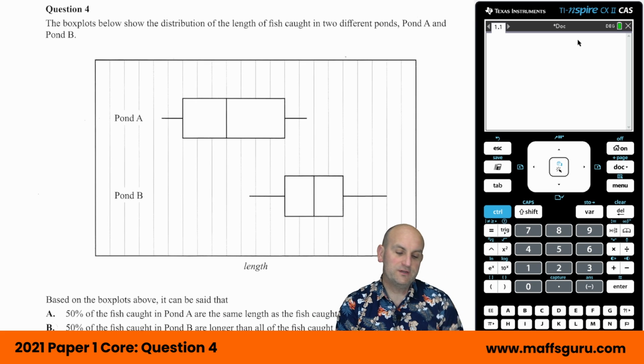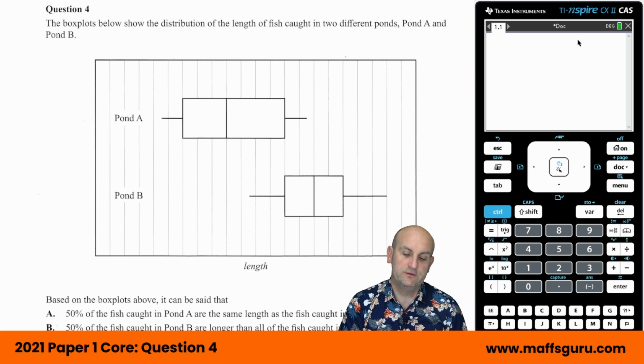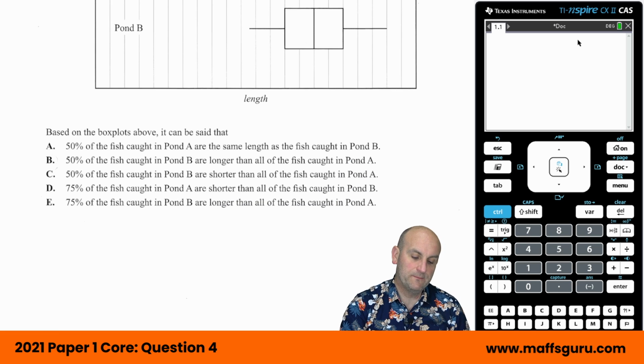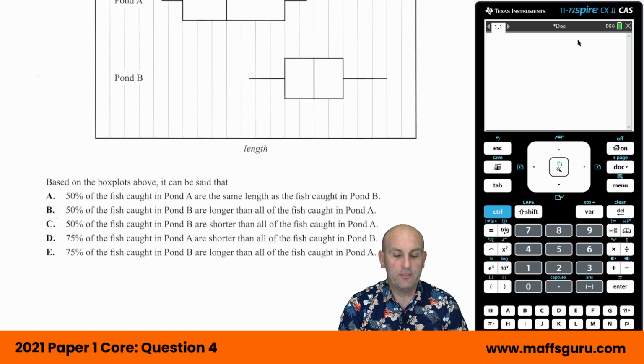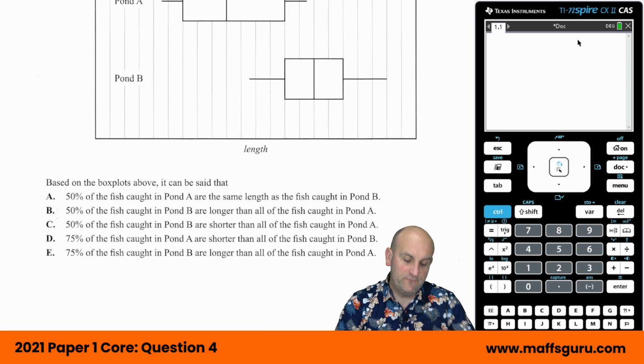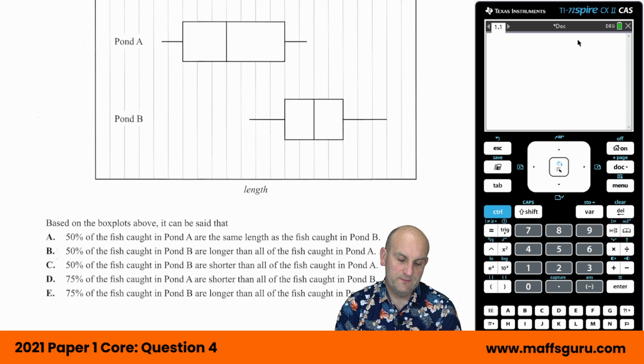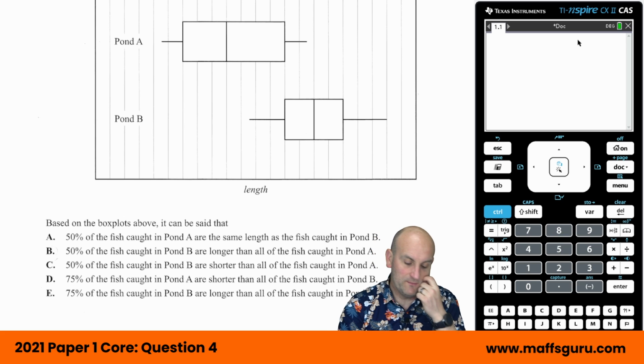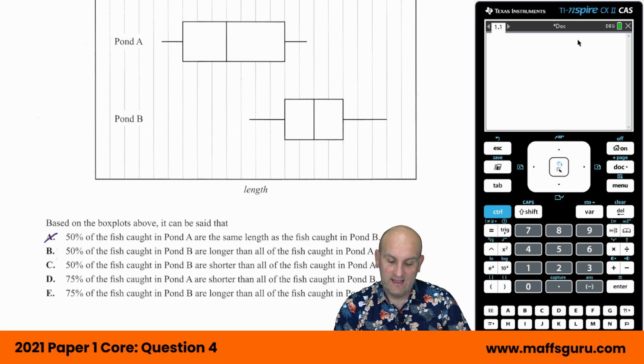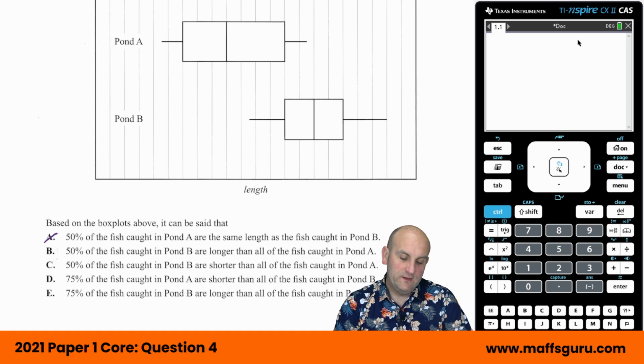The box plots below show the distribution of the length of fish caught in 2 different ponds, Pond A and Pond B. Based on the box plots above, it can be said that... all right, so when you went through all of this, 50% of the fish caught in Pond A are the same length as the fish caught in Pond B. No, that doesn't even make any sense, all right? We don't actually have lengths. B, 50% of the fish caught in Pond B are longer than all of the fish.